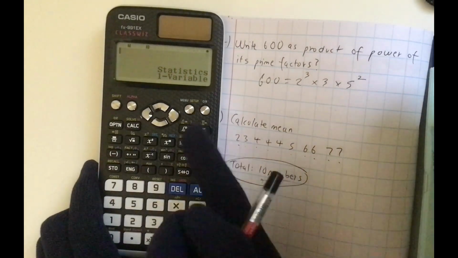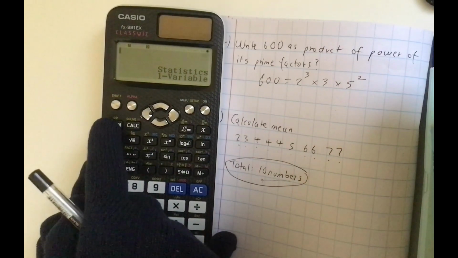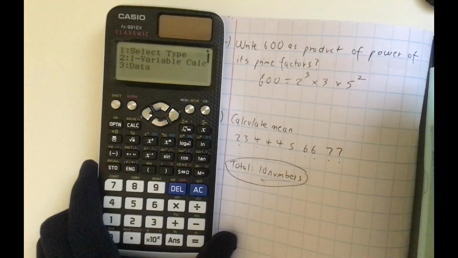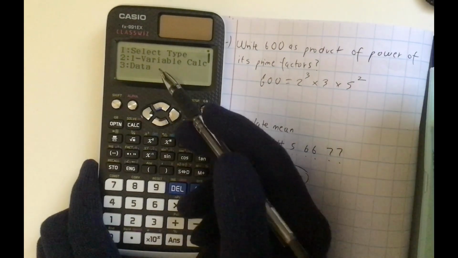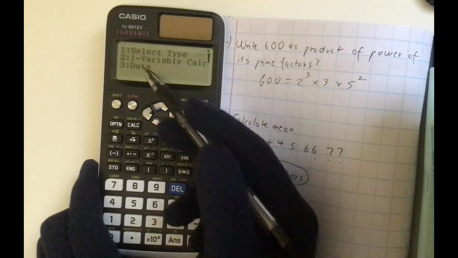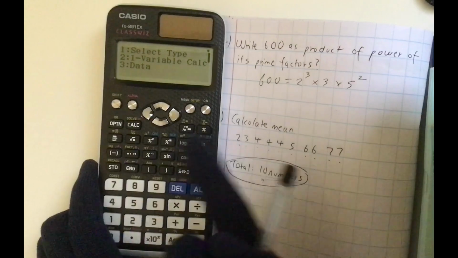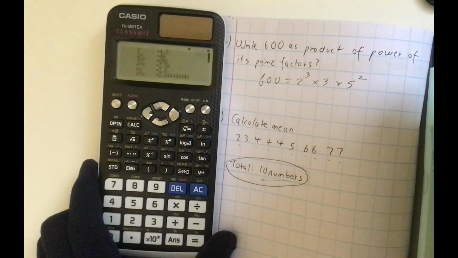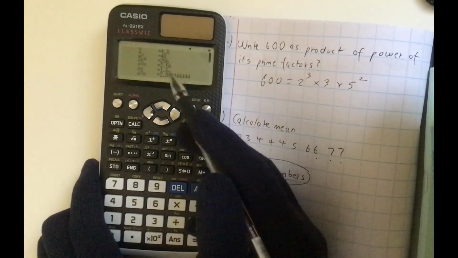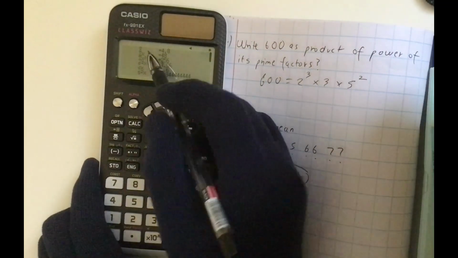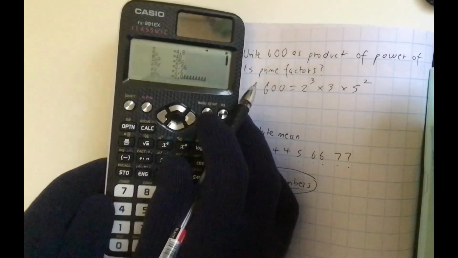The next step that you need to do is just hit the option button. Just click on the option button. You should be getting a display showing select type, one variable calculations, and data. You need to select 2, the number 2, to get one variable calculations. Once you hit 2, you will be getting a display screen where the x bar, if you guys can see clearly, let's just lift this up.